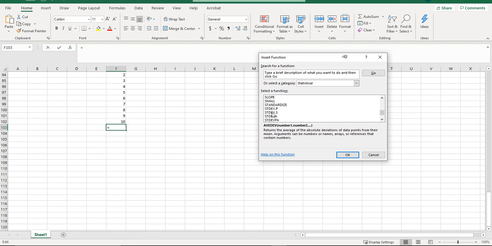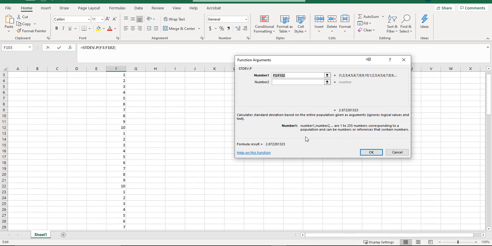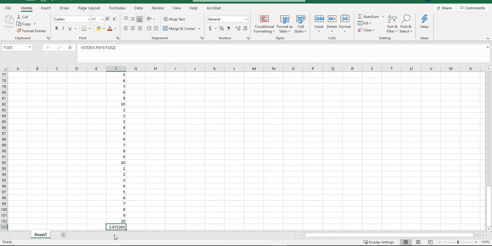Anyway, so these two, one of them is the formula for the population. That's the one that we would expect. It's just dividing by n. Let's use that here. So click it, and it says it's guessing that it wants F3 to F102, which is right. And so the standard deviation of that data was 2.8. That's kind of an estimate of the spread of the data.